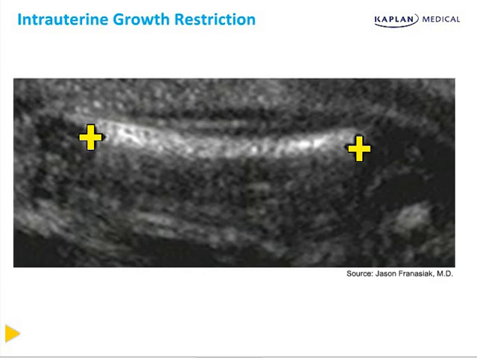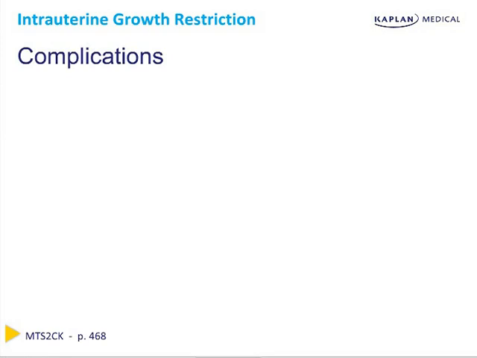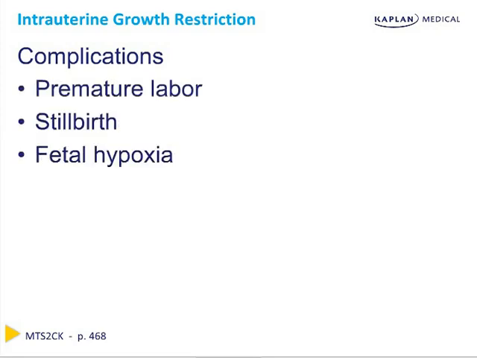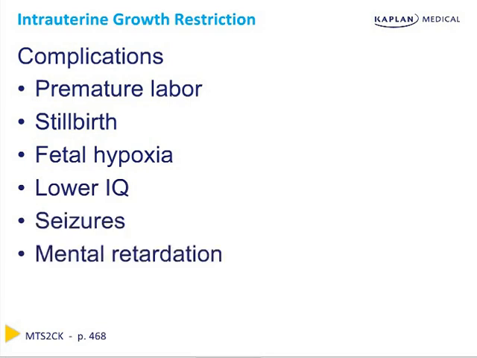If your fetal biometry results in a diagnosis of IUGR, serial measurements should be obtained every 3 to 4 weeks in order to evaluate for fetal growth. In general, IUGR babies are at greater risk for morbidity and mortality. Complications include increased rates of preterm labor, stillbirth, fetal hypoxia, overall lower IQ, seizures, and mental retardation.